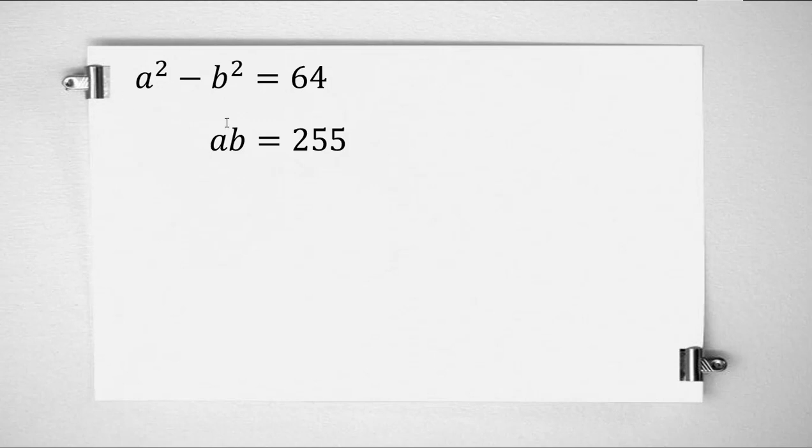A squared minus B squared equals 64, AB equals 255. At first, try to find one answer. Look, three numbers are famous. If you can't find one answer, it's okay. But one good way is always to try to see: can we have any answer?